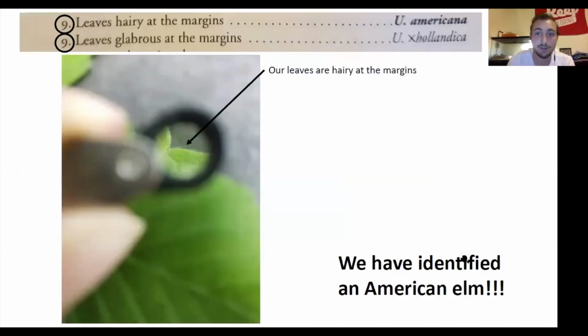And then we go to 9, our last couplet, and it asks if the leaves are hairy at the margins or glabrous. So in the case of my very tiny hand lens, you can see these tiny little white hairs that extend off of the leaf. This is also referred to as cilia, or hairs at the margin of a leaf. And since they are apparent, we know that this is Ulmus americana, or an American elm. So always important to have a hand lens. It took me many tries to get this picture, and it turned out really good. So you can see these hairs.